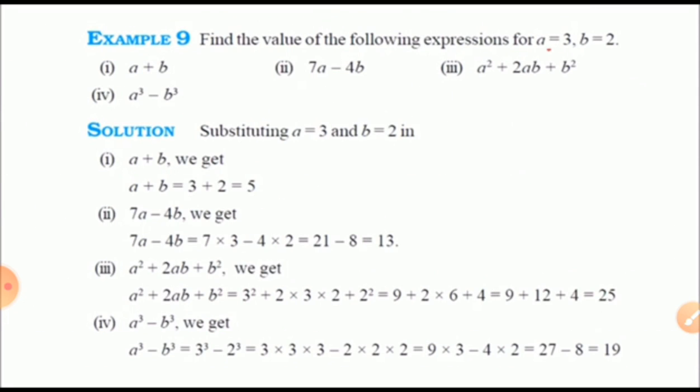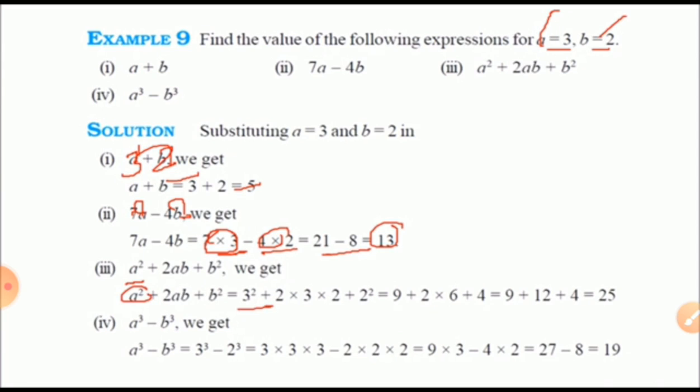Example number 9. Find the value of the following expressions for a is equal to 3, b is equal to 2. a plus b, 7a minus 4b, a square plus 2ab plus b square, a cube minus b cube. Correct? Substituting a is equal to 3 and b is equal to 2. Yes, 3 plus 2 is equal to 5. 7 into 3 is 21, 4 into 2 is 8, 21 minus 8 will give you 13. a square plus 2ab plus b square, just add the values of a and b. Final answer is 25. The last one is a cube minus b cube.